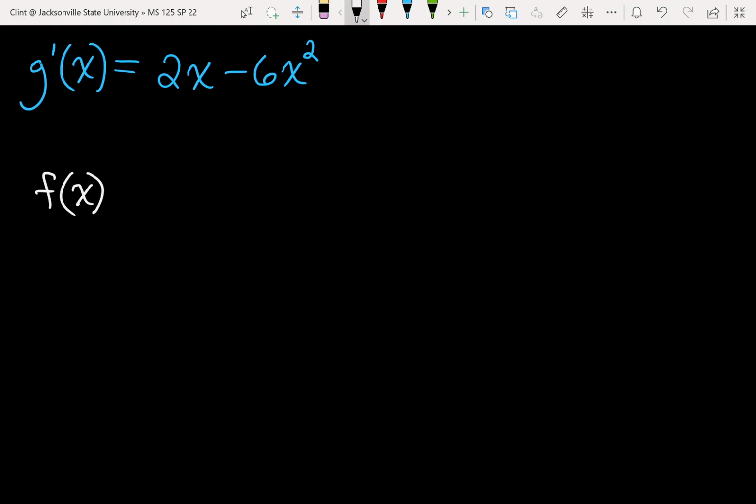One like this. I said f of x and use t. That's 3/4 power there, negative 3/4.